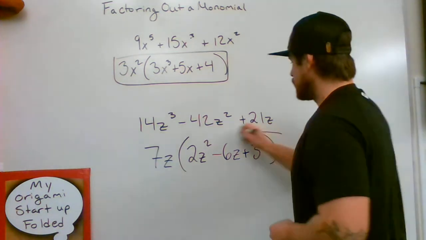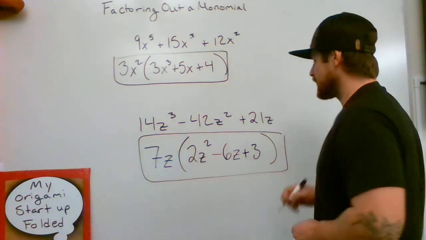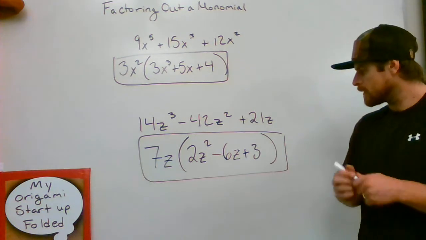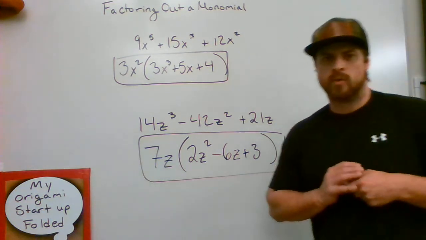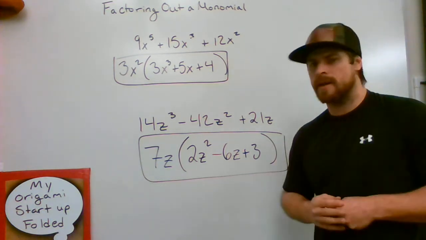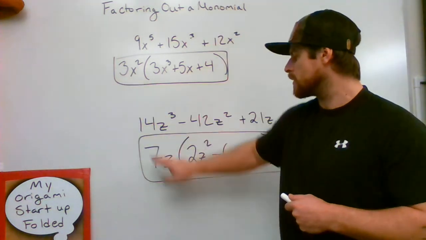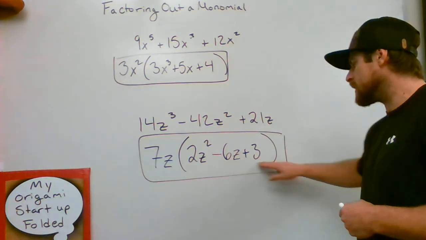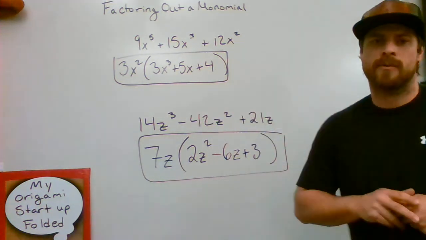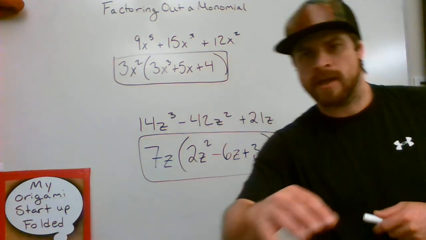All right? Hopefully this makes sense. This is a skill that you need to have pretty solid. You're going to be using it quite a bit in this chapter and moving on. So this is factoring out a monomial. Here is my monomial on the outside of the three terms inside the parentheses. Okay? Good luck on your upcoming test.